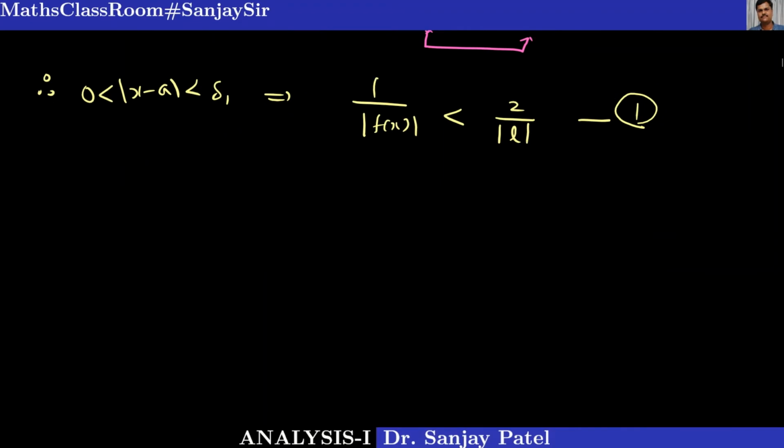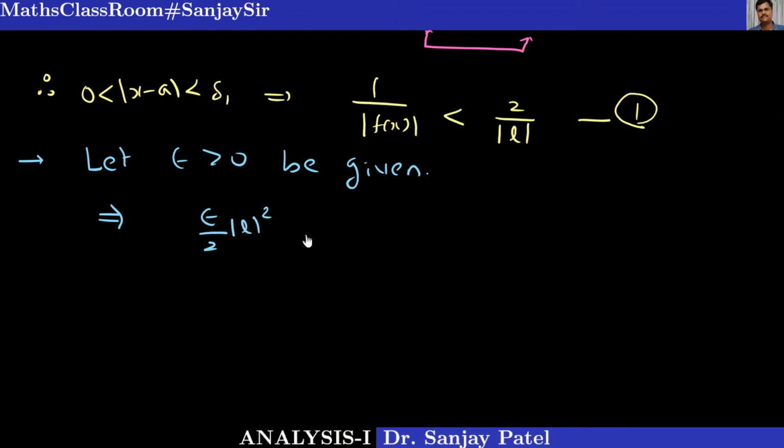So let me write this way. Start with epsilon greater than 0 be given. Okay. And this implies we have epsilon by 2 times mod of L square. This number is positive because L is not 0 implies mod of L square is also not 0, rather it is positive. So this is not a problem.